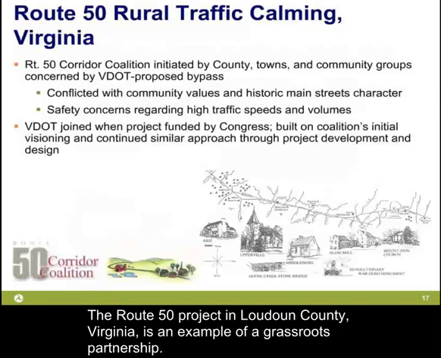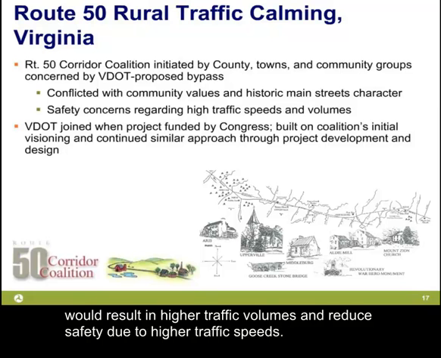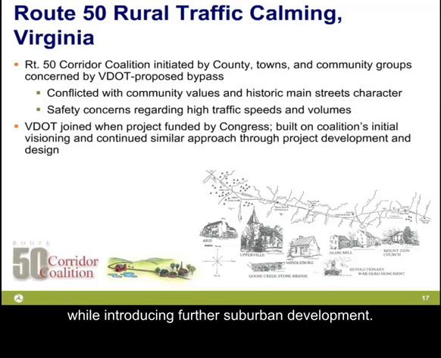The Route 50 project in Loudoun County, Virginia, is an example of a grassroots partnership. Communities on Route 50 in Loudoun County feared that a bypass widening project would result in higher traffic volumes and reduce safety due to higher traffic speeds. The communities believed the proposed project plan threatened the character of historic main streets while introducing further suburban development.